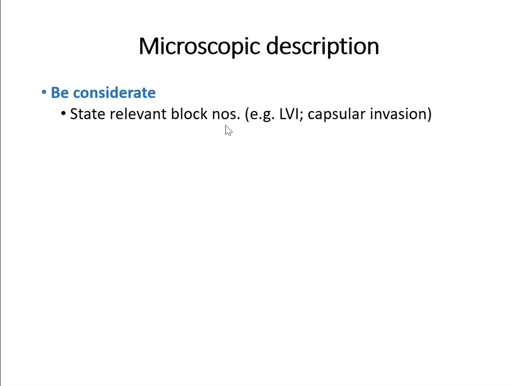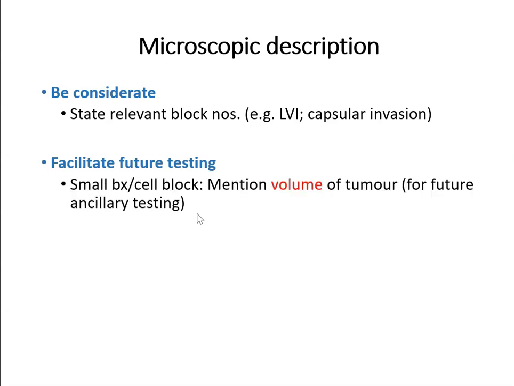Do state the relevant block numbers for focal pathology. For example, if there is lymphovascular invasion, you can actually just put the block number in parentheses. This is helpful for future review of the case. And as far as possible, to facilitate future testing, for example, predictive tests of response to tumor therapy, if there is a small specimen, such as a small biopsy or a cell block, it is helpful to mention the volume of tumor, just a very concise term, for example, sparse tumor cells or abundant tumor tissue.